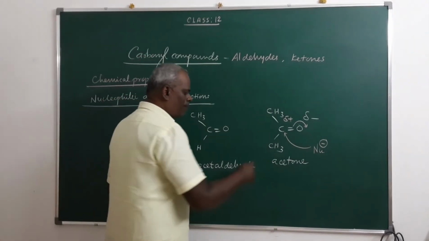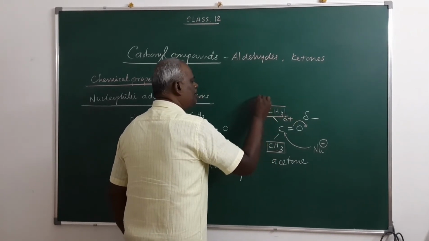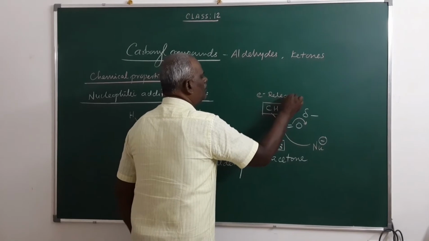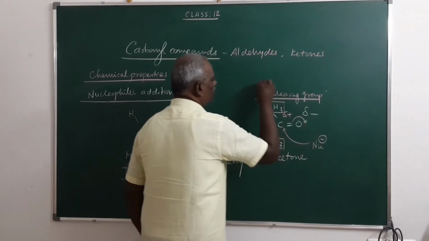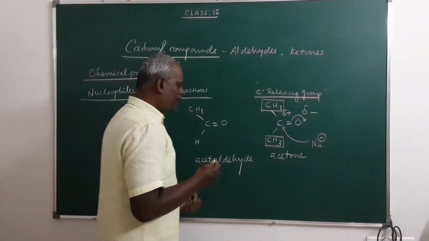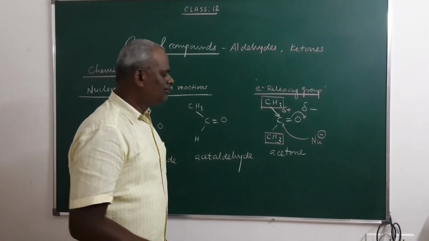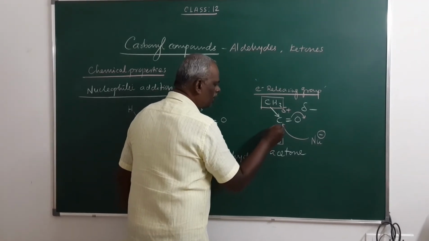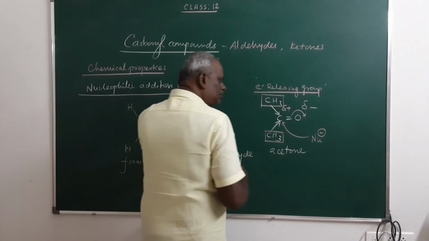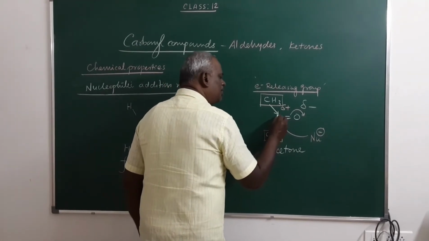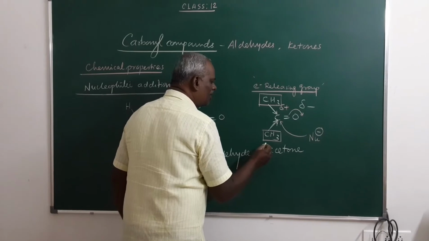See, in the case of acetone, there are 2 electron releasing groups present. These 2 groups are called electron releasing groups. Due to the presence of these electron releasing groups, the plus inductive effect increases. This group is releasing electrons towards the carbon, and this one is also releasing electrons towards the carbon. This makes the electron density on the carbon atom greater, because these 2 groups are releasing electrons towards the carbon atom.